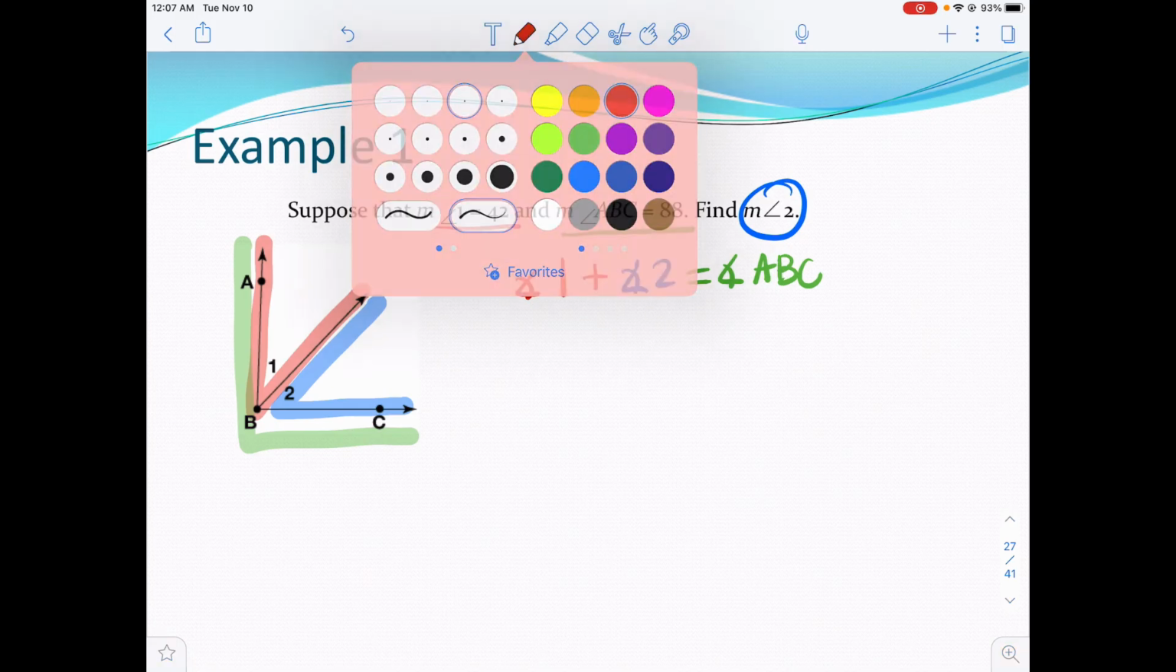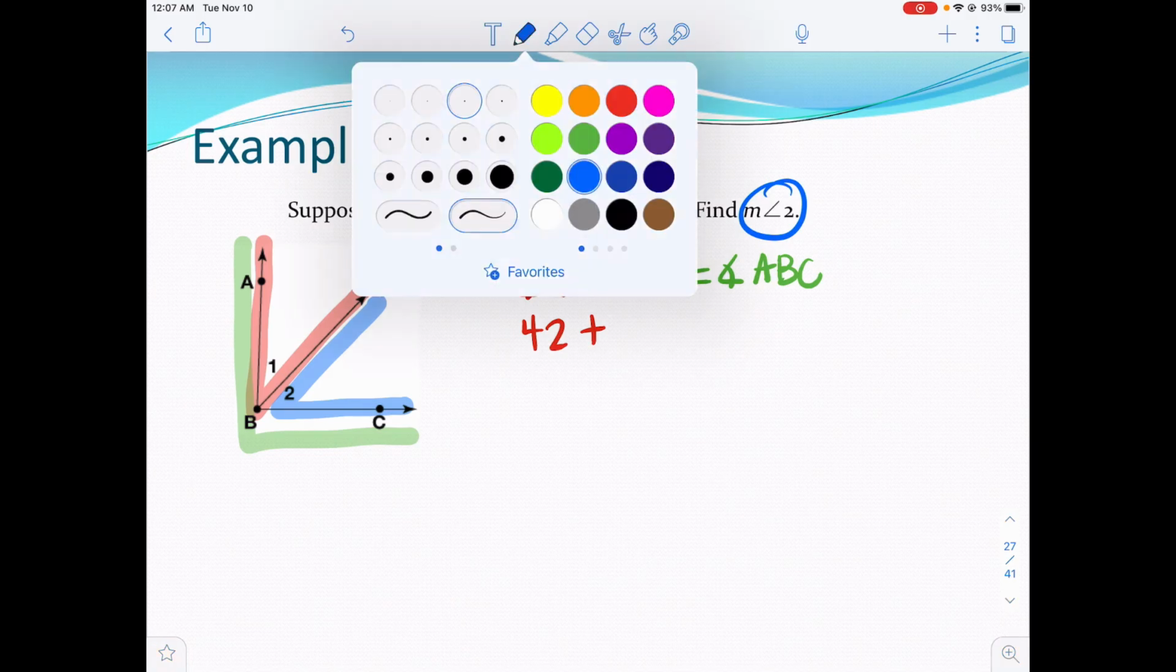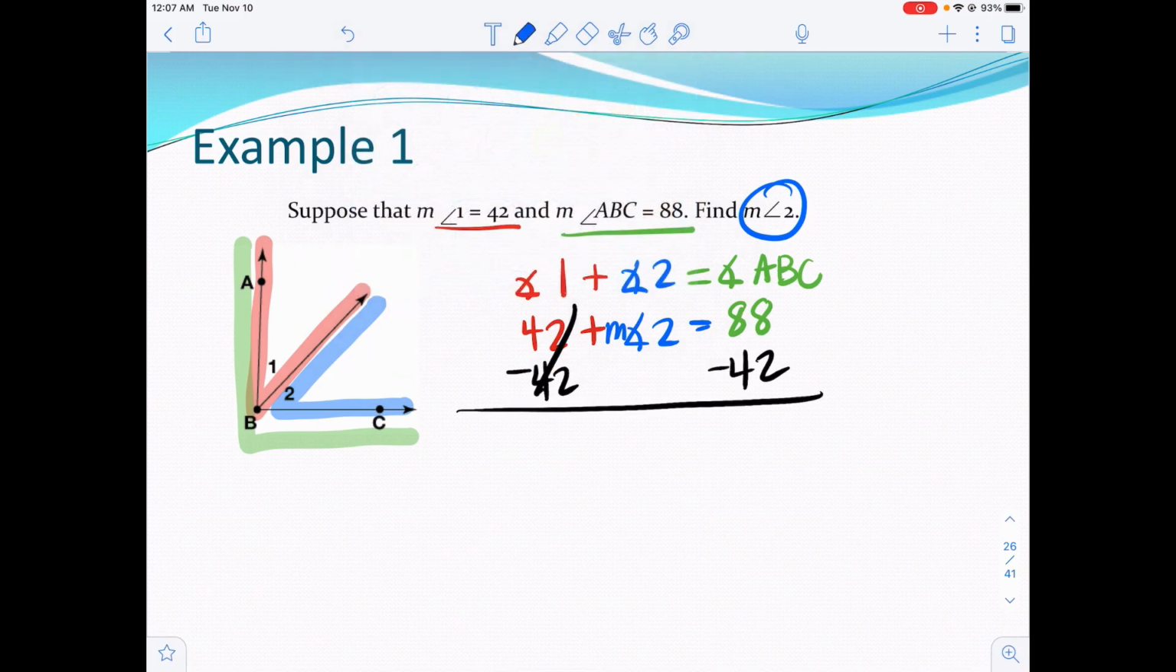Now, I know what they gave me for angle 1. They gave me 42 degrees, but they want me to find angle 2, so I'm just going to leave it that way, or I can put the measure just so you know that it's not a number, is equal to angle ABC, which is 88, right? They gave us that information, so 88. And there we have it. All we got to do is subtract the 42 from both sides of the equation, and we're left with the measure of angle 2 is equal to, well, if I subtract that, that's going to be 46. So the measure of angle 2 is going to equal 46 degrees.